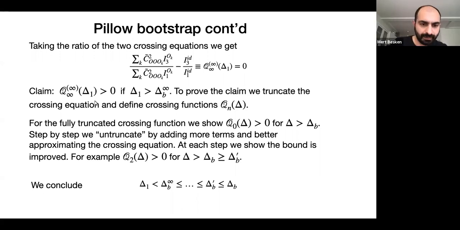So here, let me just read this claim again. This is the full crossing equation, right? I claim this is positive if delta one, the first excited state, is greater than some finite value, which I keep computing in this recursive fashion here. So the better I approximate the crossing function, the larger the region for this delta one becomes at which this full crossing function, which is supposed to be zero, becomes guaranteed to be greater than zero. And I'm doing it step by step.